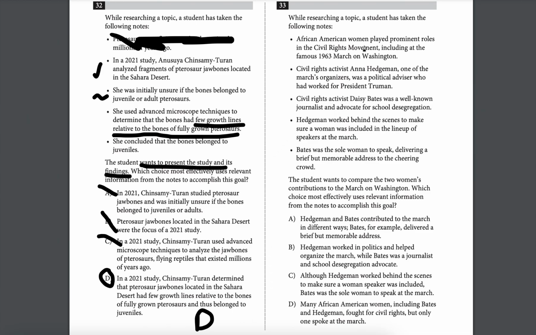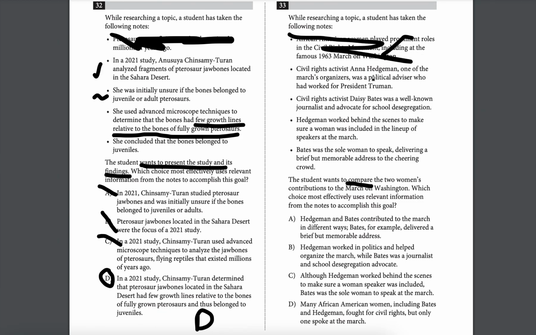Let's look at this. The student has taken the following notes. Let's look at the questions first. The student wants to compare the two women's contributions to the March on Washington. Which choice has the most relevant information? So let's look at these. African American women played prominent roles in the civil rights movement, including at the famous 1963 March on Washington. So it doesn't talk about any women here, so I think we can just cross that out.